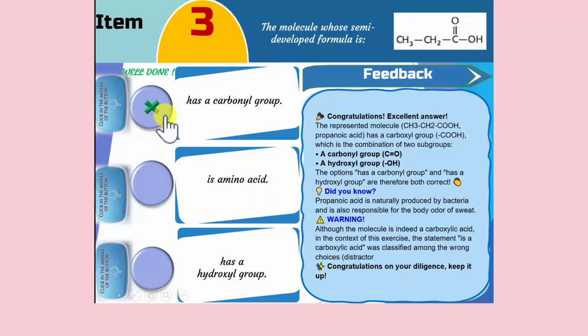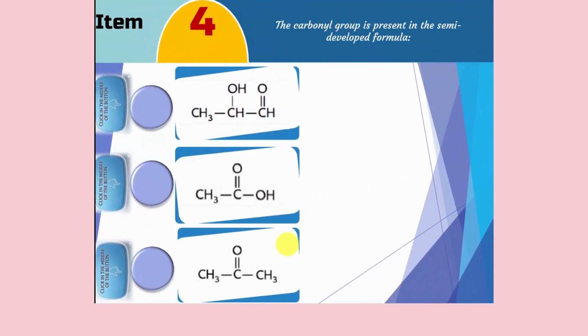This slide provides feedback on the molecule shown, whose semi-developed formula is CH3CH2COOH, or propanoic acid. The key concept is the carboxyl group COOH, which combines 2 functional groups, a carbonyl group C=O and a hydroxyl group OH. That means the choices identifying both groups are correct. The exercise classified it as a distractor, even though the molecule is chemically a carboxylic acid. Propanoic acid can also be produced naturally by bacteria and contributes to the odor of sweat.